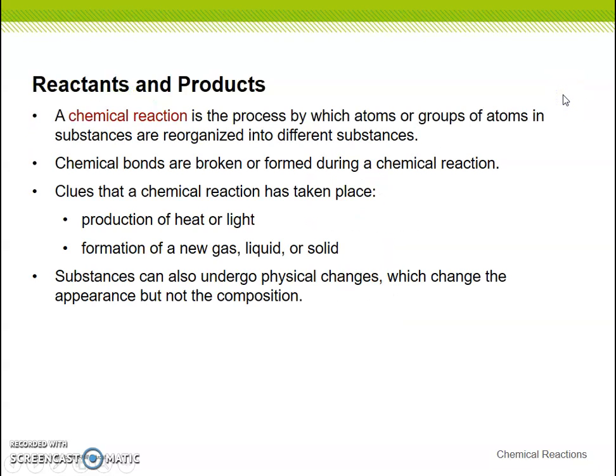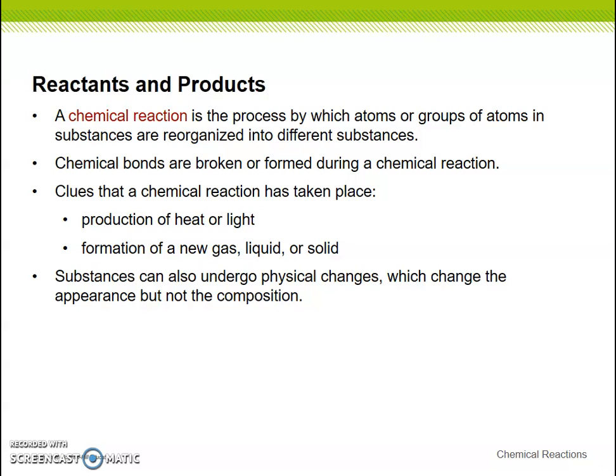Reactants and products. A chemical reaction is the process by which one group of atoms in a substance is reorganized into different substances. Chemical bonds are broken or formed during a chemical reaction. There are clues that a chemical reaction has taken place, like the production of heat. So whenever you mix two things together, it gets hot. Or the production of light. When you mix two things together, you get light. The formation of a new gas, a new liquid, or a new solid.